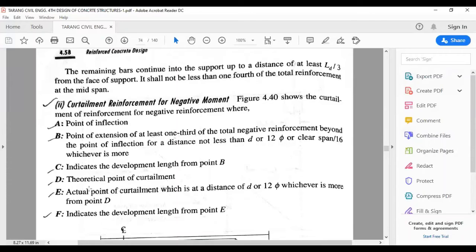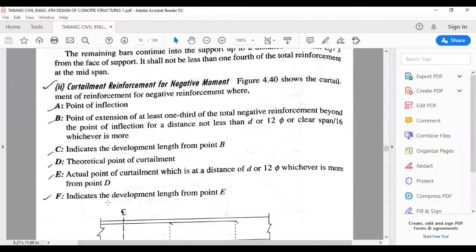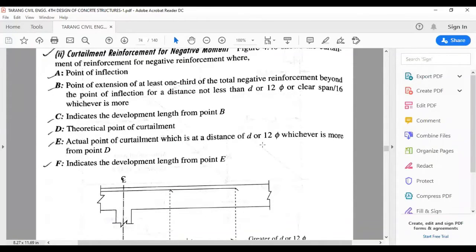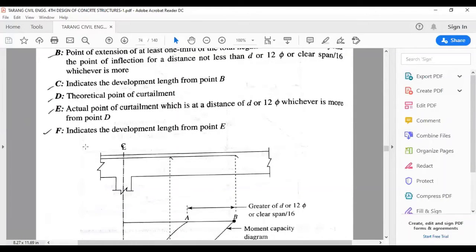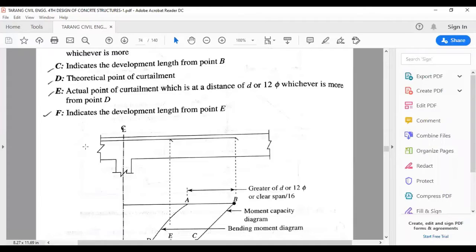C indicates the development length from point B. D is the theoretical point of curtailment. E is the actual point of curtailment, which is at a distance of D or 12 times the dia, whichever is more, and F indicates the development length from point E.